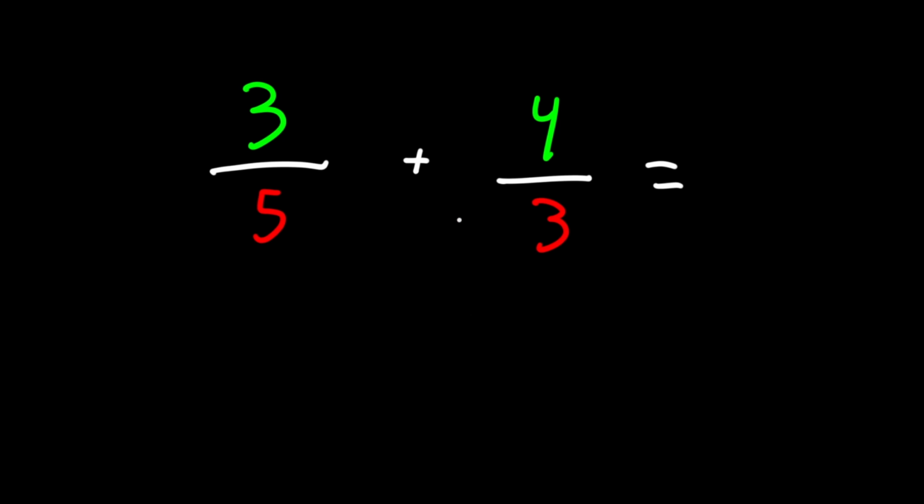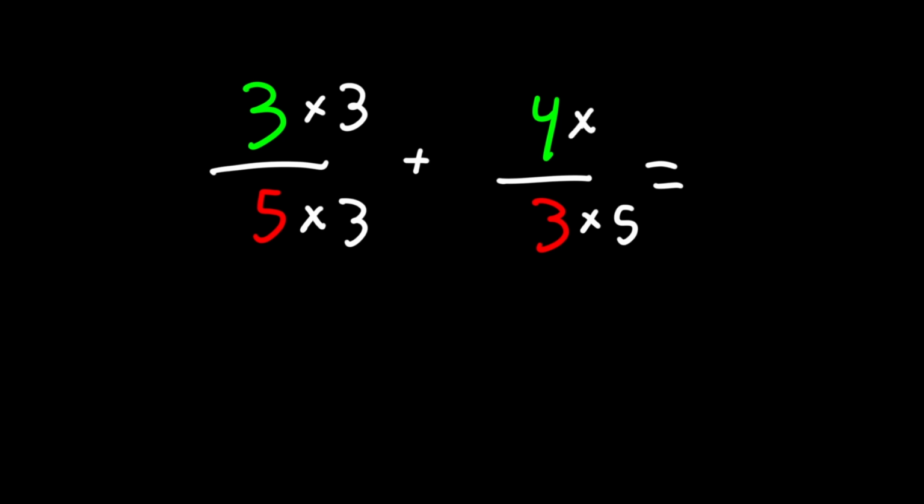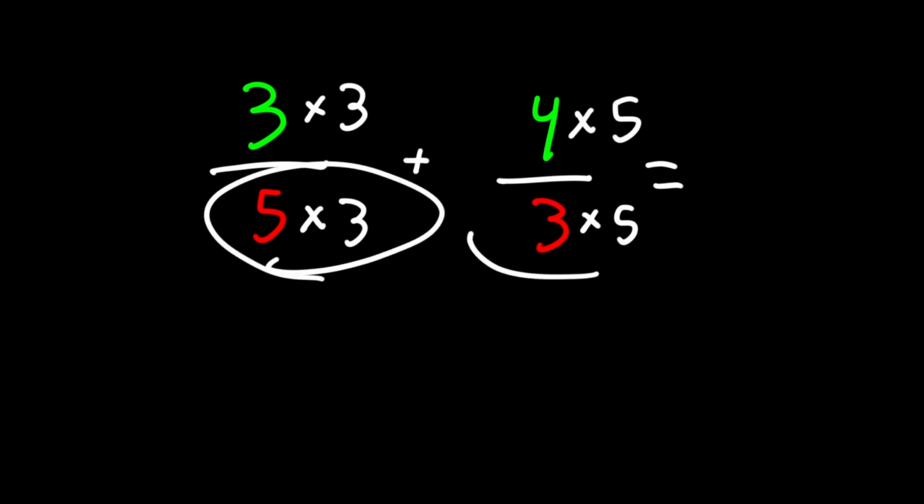So let's multiply this denominator by the other fraction's denominator, which is 3. And since we're multiplying the denominator, we have to multiply the numerator as well. And for this fraction, let's multiply this denominator by the other fraction's denominator, which is 5. And now we have to multiply the numerator as well. Notice how we multiplied the denominators by each other.